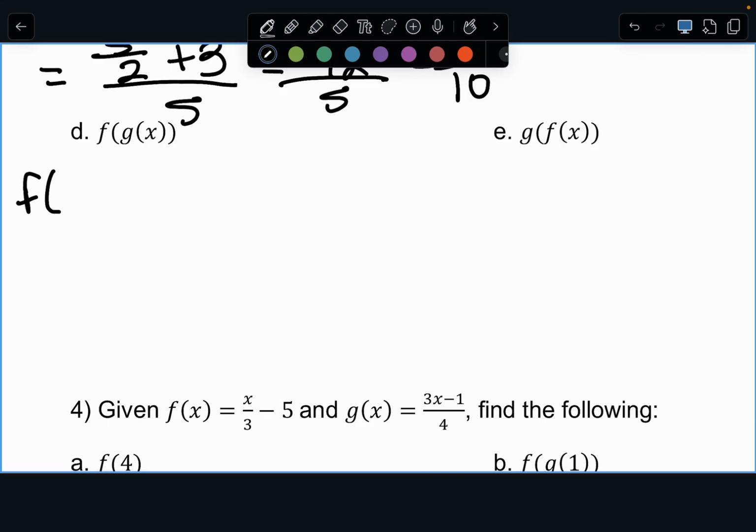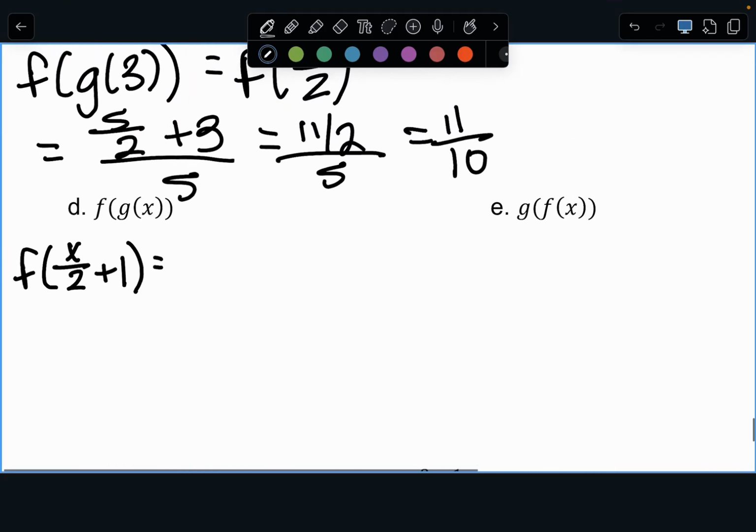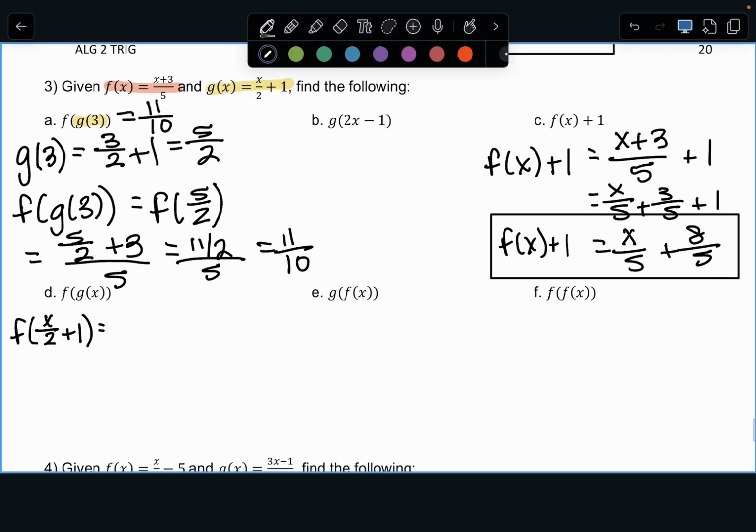We're going to start on the inside. I'm going to replace g of x with what g of x is. What's g of x? Someone read it to me. x/2 plus 1. I just replaced g of x with what it is. Now I'm going to take the x/2 plus 1 and plug it into f right here. So it's going to be lots of fractions. So x plus x/2 plus 1, plus 3 over 5.